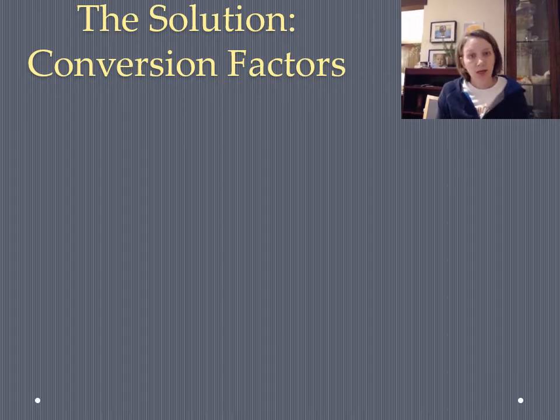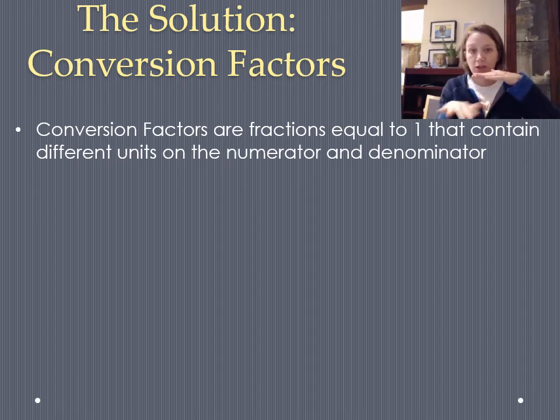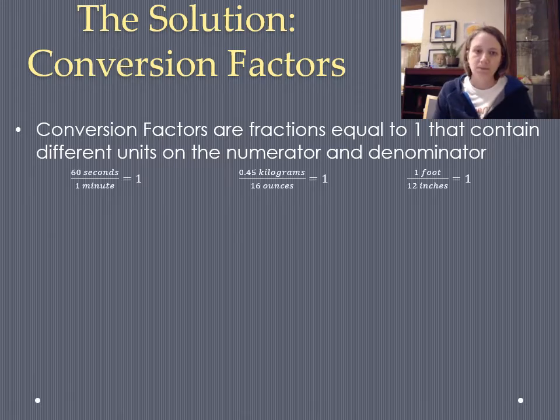So the second part of the solution is creating something known as a conversion factor. A conversion factor is just one of these fractions that's equal to 1 that contains different units on the numerator, which is the top of the fraction, and the denominator. These are some examples of conversion factors.